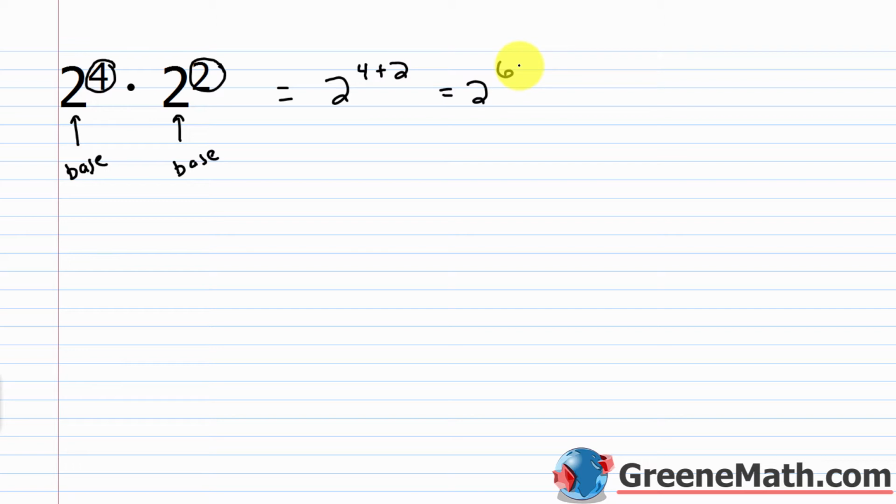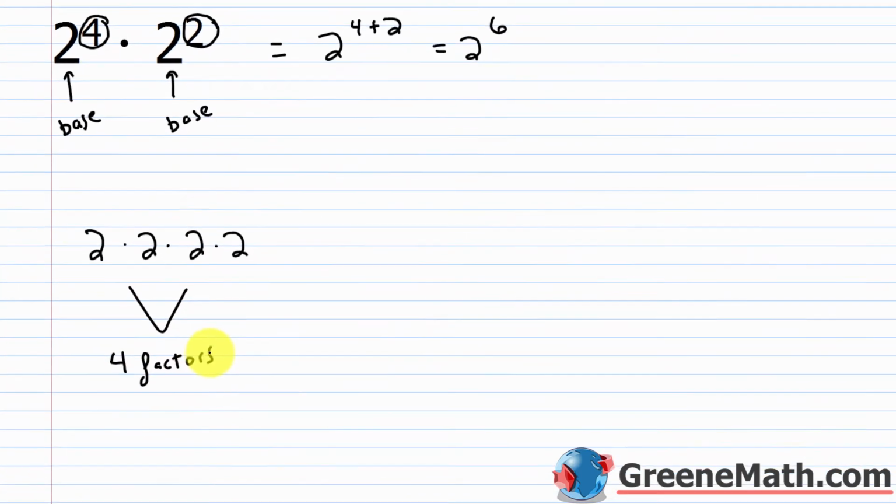Now, where does this come from? Let's think about this for a second. If I have 2 to the 4th power, that's 2 times 2 times 2 times 2. It's 4 factors of 2.